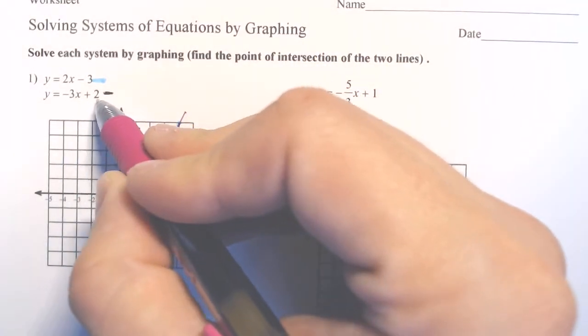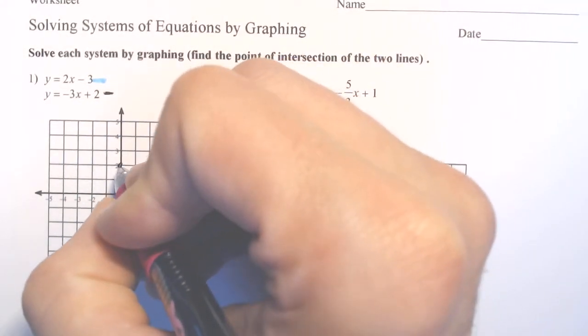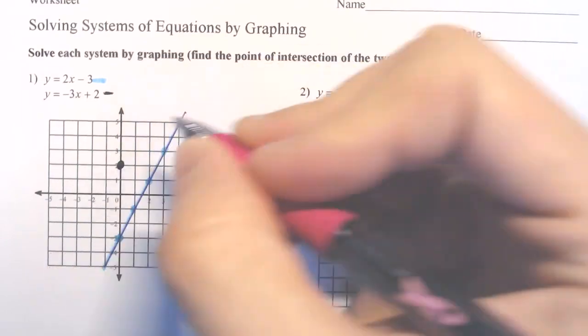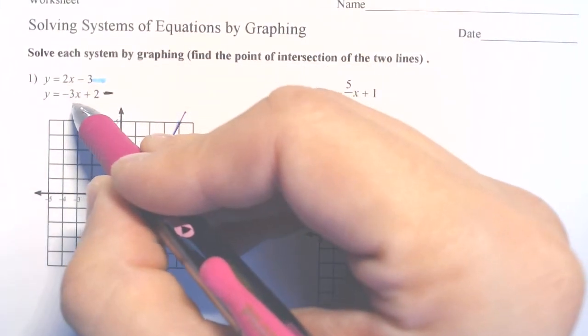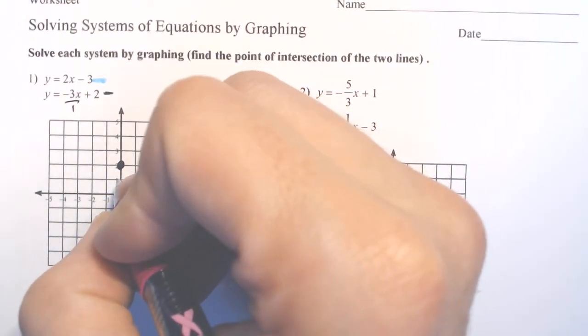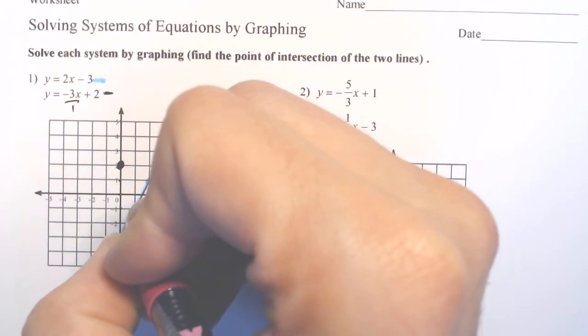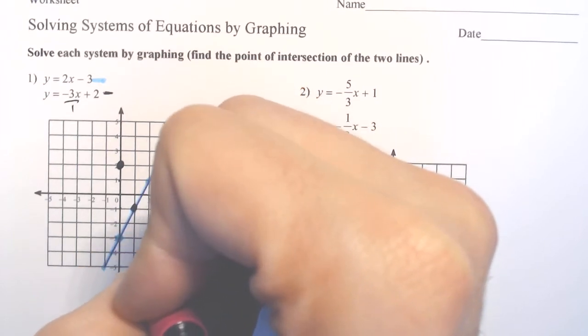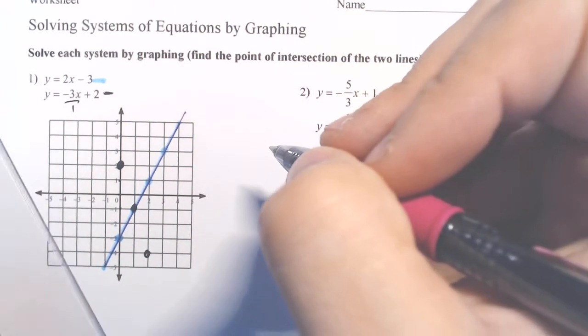Here we got -3x plus 2, so the y-intercept there is 2. And we have to go down by 3 and over by 1. So from this point we go down by 1, 2, 3, over by 1. Down by 3, over by 1. We get this line right here.